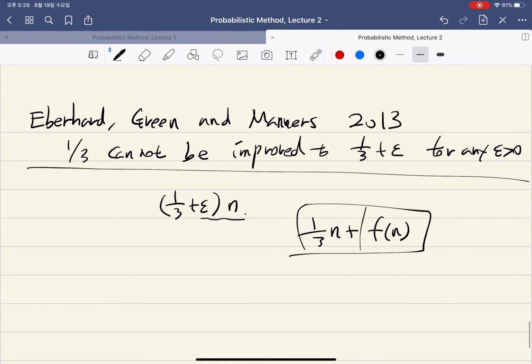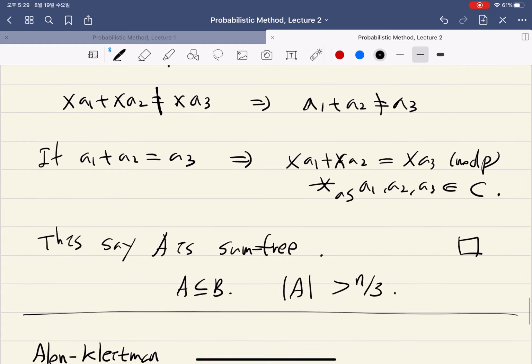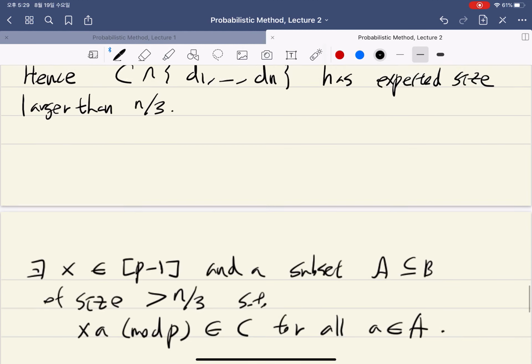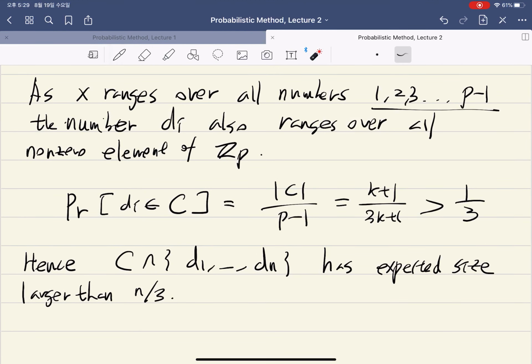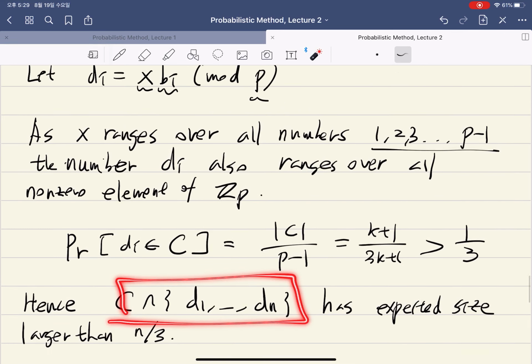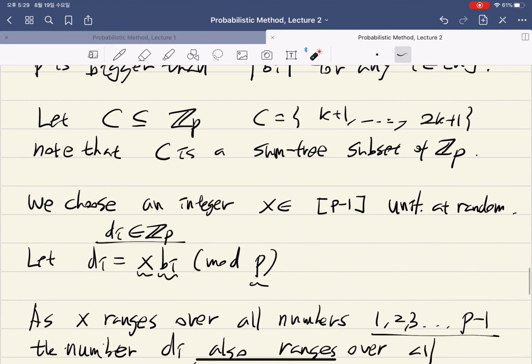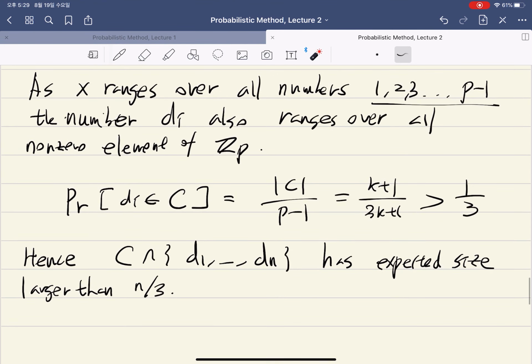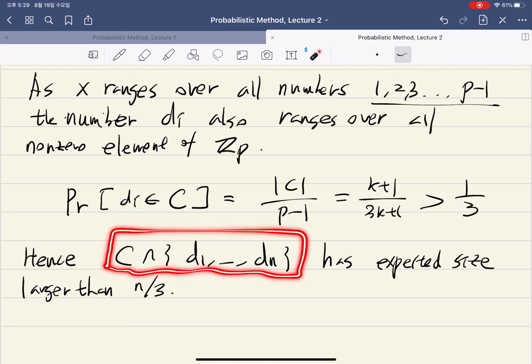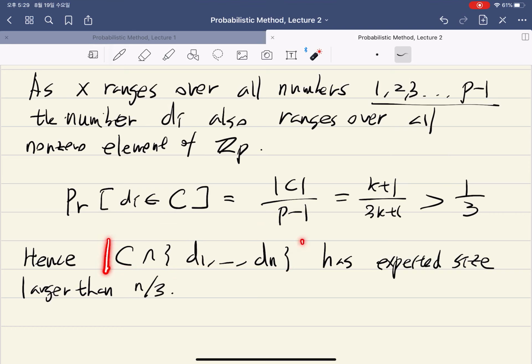So, in the previous example, what we have done is that we consider some random choice, x. We choose x at random, and that gives us some object. And this object, we consider its size, then we consider the expectation of that.